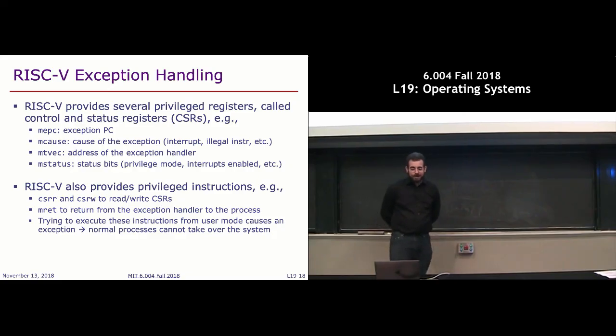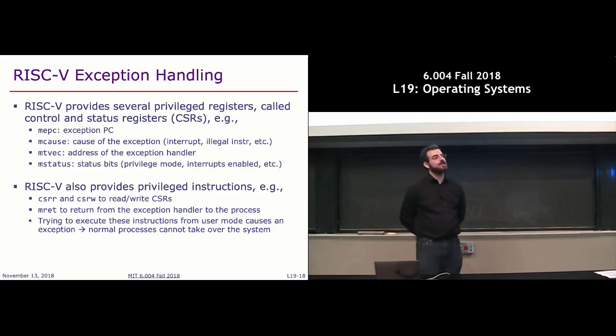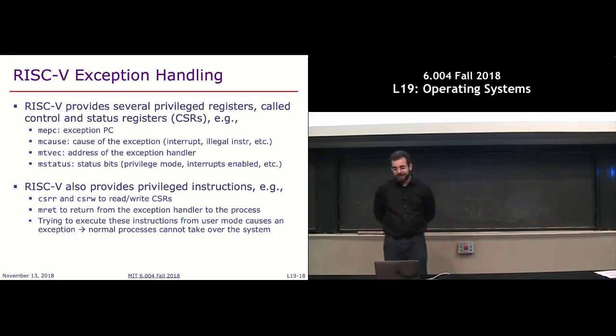And of course, because these are privileged, trying to execute these instructions from user mode causes an exception. So if you have a normal user process that's trying to run a CSR-R, it will immediately go into the operating system, which will figure out what to do, probably abort the process.